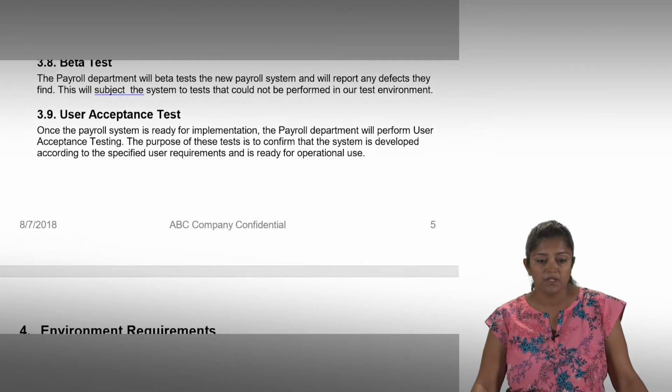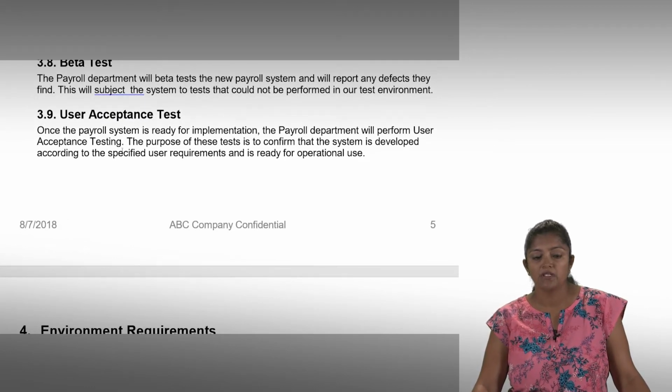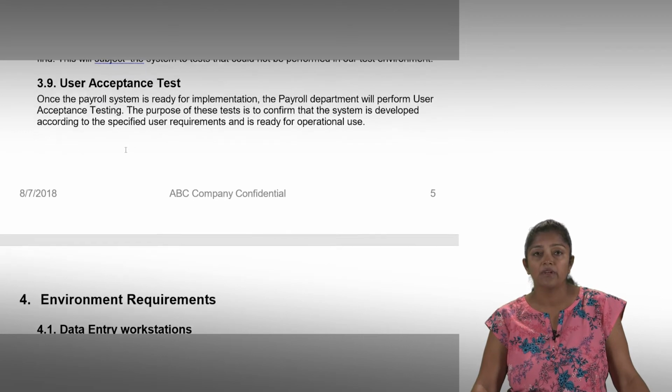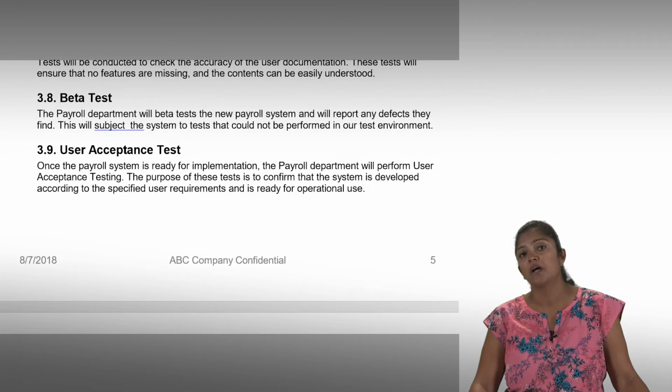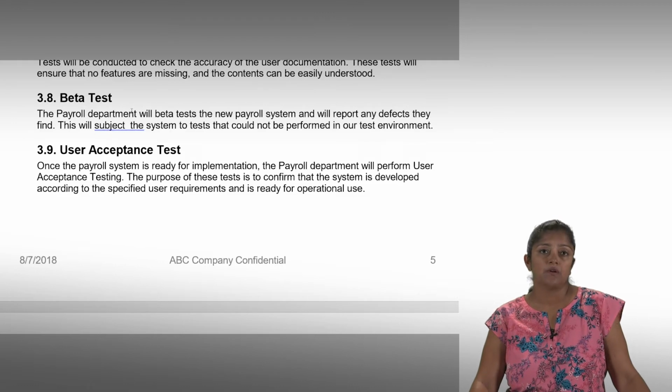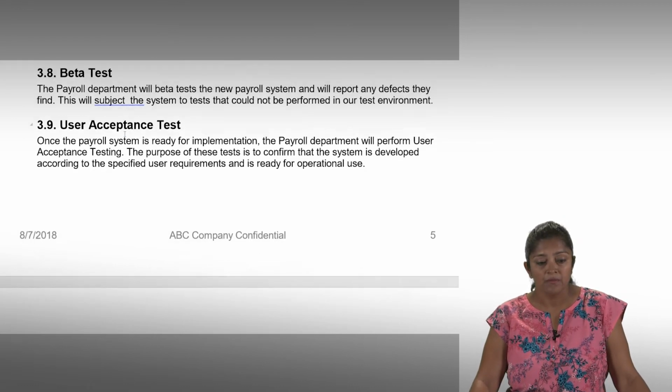Then there is a beta test and a user acceptance test. So these are the ones that are done at the very end when the product is ready and it's deployed on the client side. The user acceptance test is done on the client side, typically by the client, to make sure that all of their requirements are met.